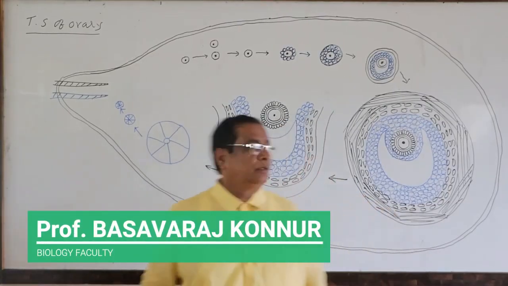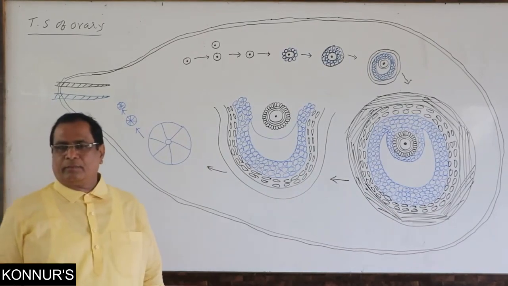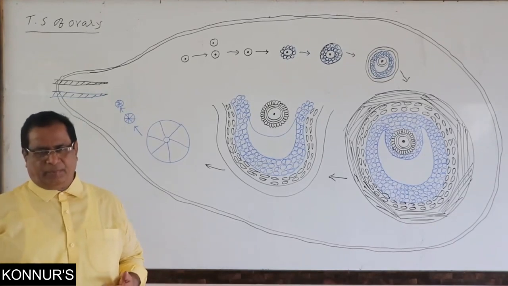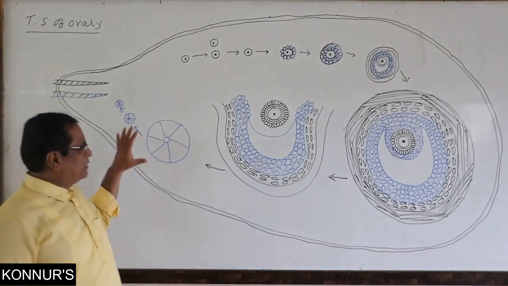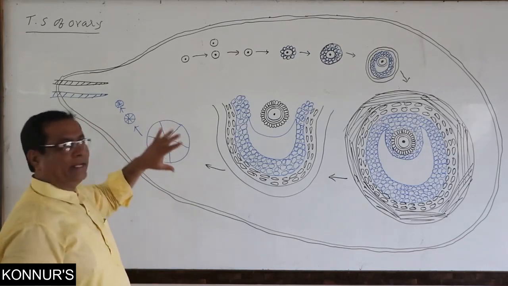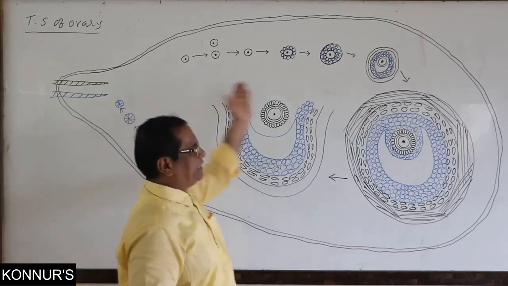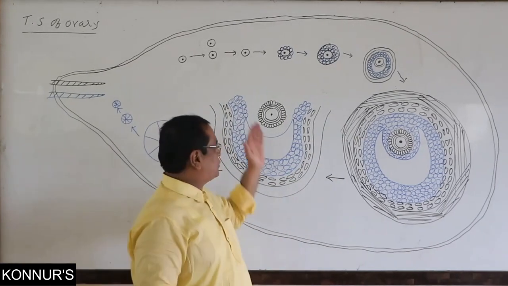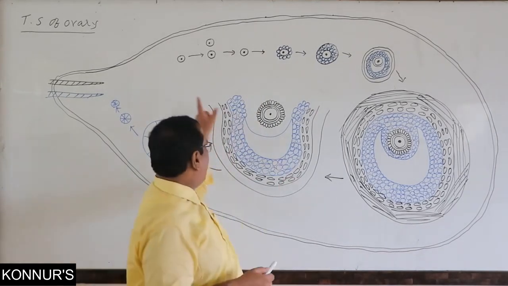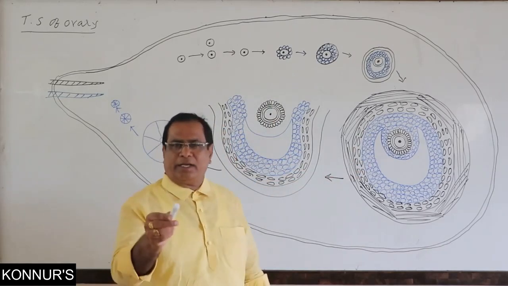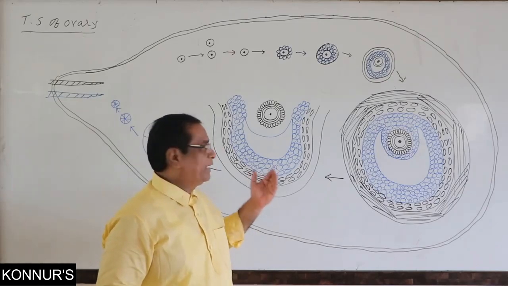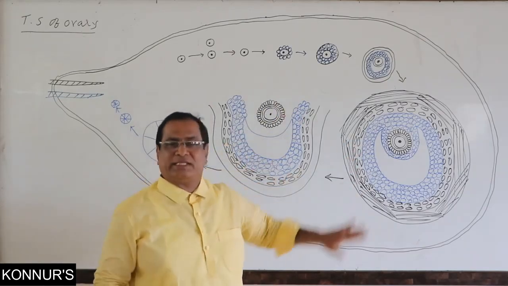Let us discuss the TS of ovary. Already we know ovaries are female gonads and a pair of ovaries are there. This is a TS, transverse section of ovary. In this ovary we can see all the stages which we will come across during oogenesis. I have drawn all the stages here. Already we have studied the process of oogenesis, so it becomes easy to understand all these stages.